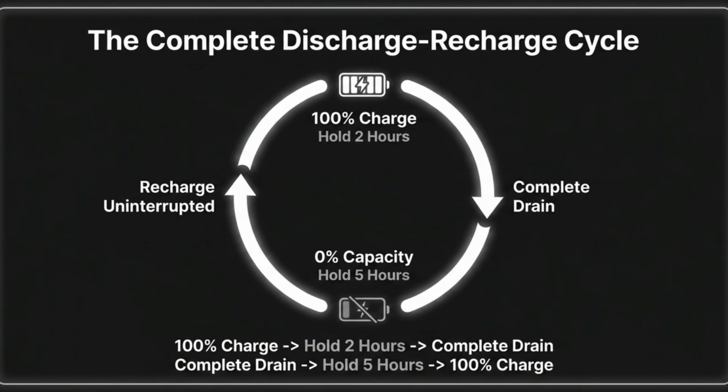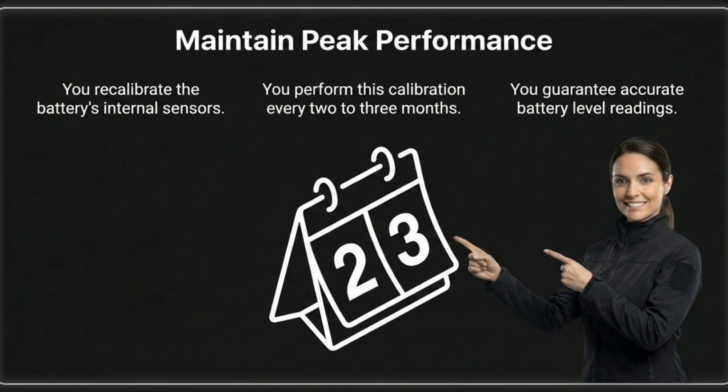To summarize, the complete cycle involves charging to full, holding for 2 hours, draining completely, resting for 5 hours, and finally recharging. Maintain peak performance by performing this recalibration every 2 to 3 months. This helps guarantee accurate battery level readings.